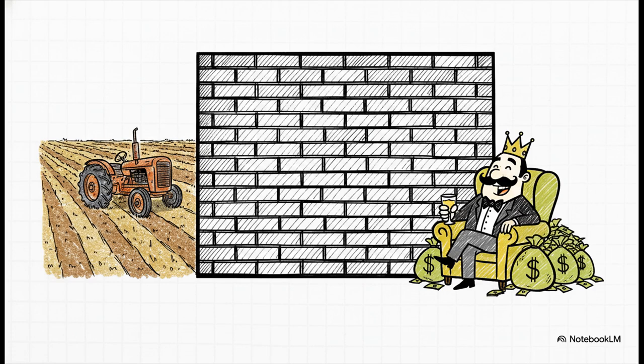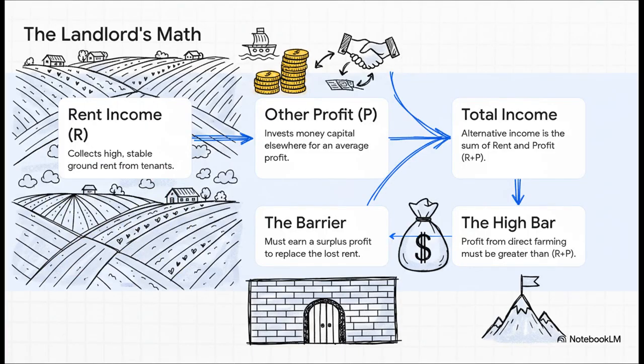Well, the answer lies in this really powerful disincentive that economists call the rent barrier. It's a surprisingly simple calculation, but it shows why just standing still can often be the most rational, profitable choice. Okay, let's walk through this together. A landlord who leases out their land has two income streams. First, they get the rent from the land itself. Let's call that R. And second, since their money isn't tied up in tractors and seeds, they can invest it somewhere else, maybe in money lending or trade, and earn an average profit. We'll call that P. So their total income is R plus P.